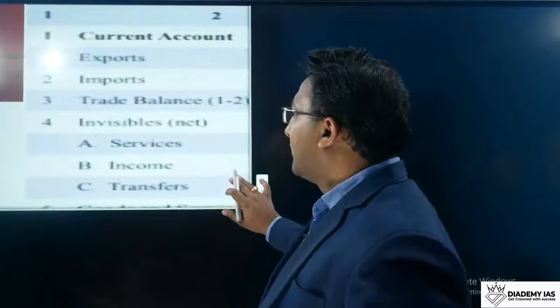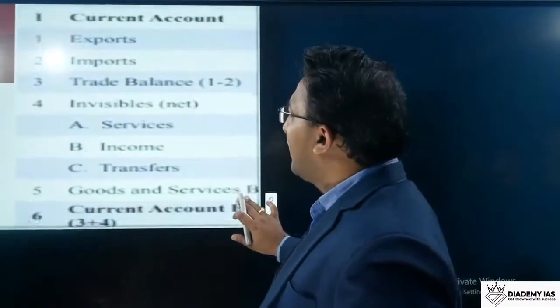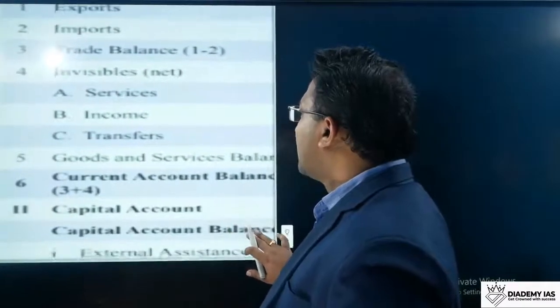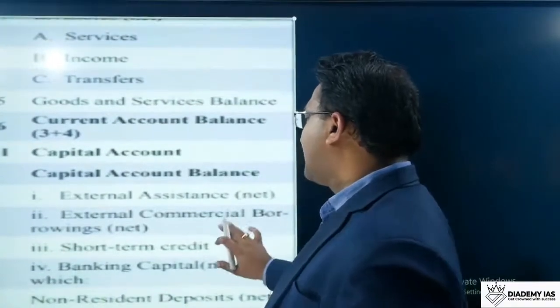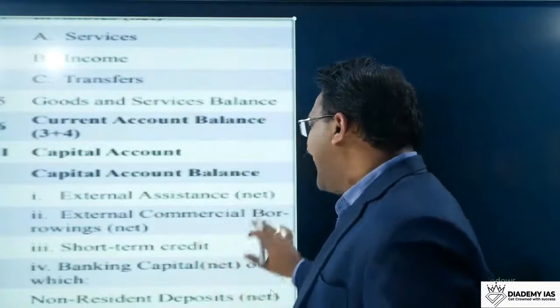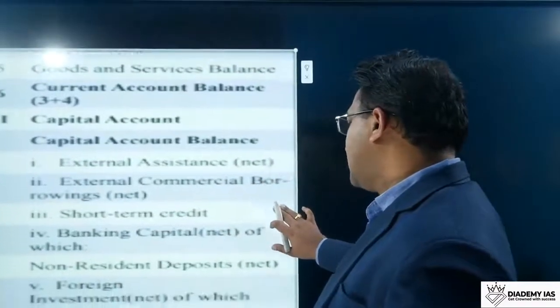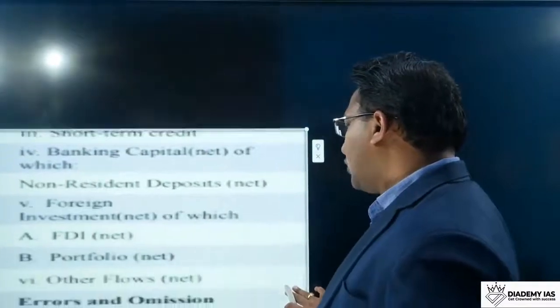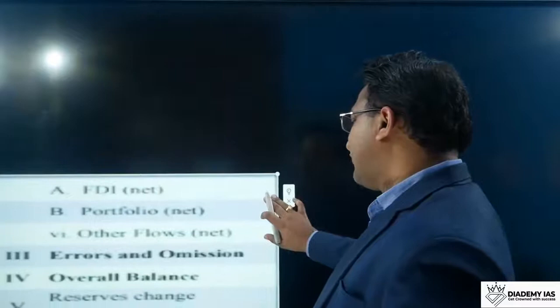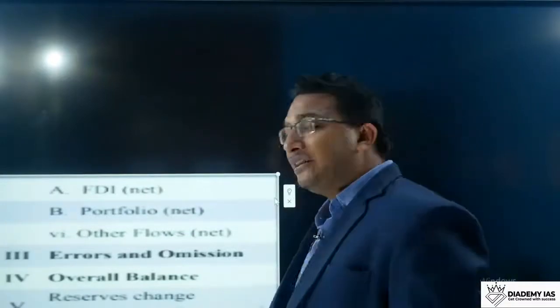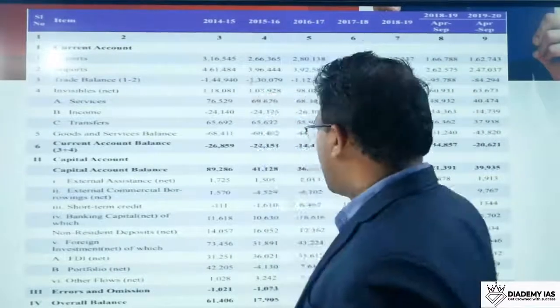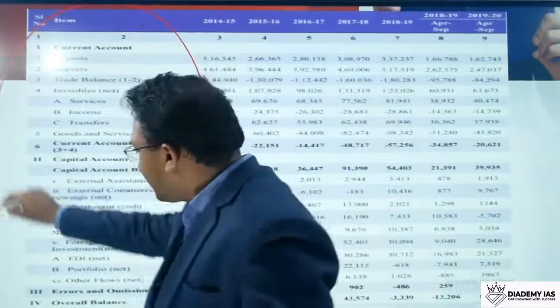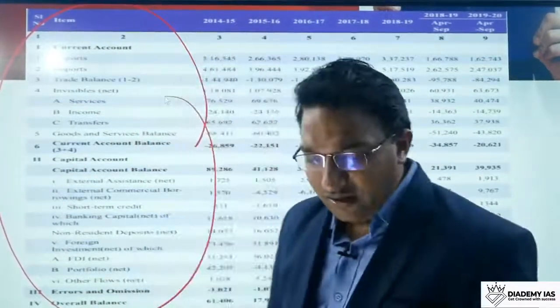Then we have invisibles. Inside the invisibles, we have services, income, transfers, and the goods and services balance. Then we have the current account balance. Then inside the capital account, we have external assistance, external commercial borrowings, short-term credit, banking capital and non-resident deposits, foreign investment, FDI, portfolio, other flows, errors and omissions, overall balance, and finally reserve change, increase or decrease. This format comes from the Economic Survey 2019-20, and this is what we have been studying so far.